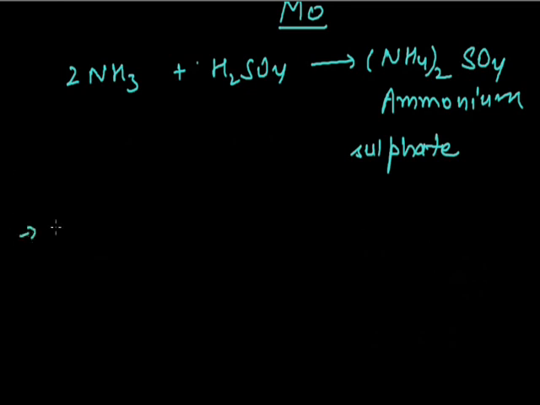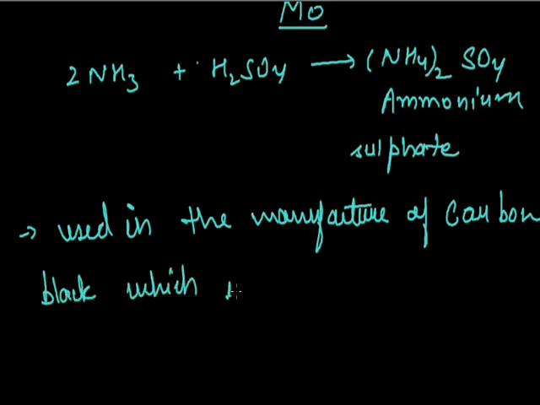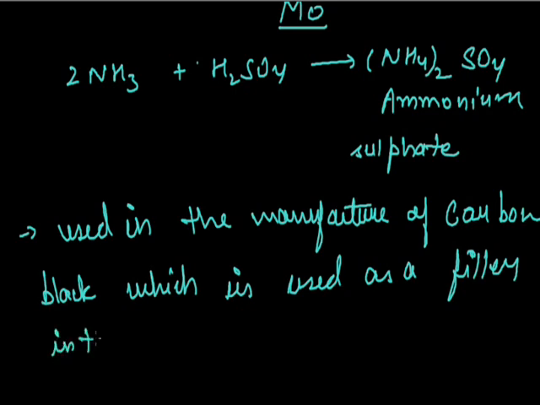Next, it is used to produce carbon black, which is used as a filler in the manufacture of tires.